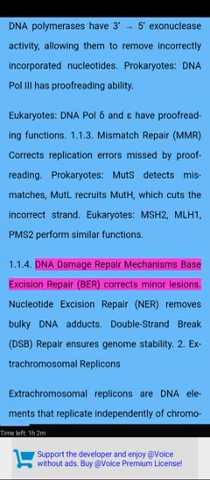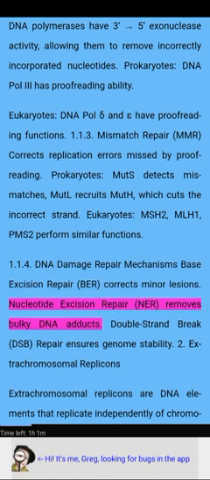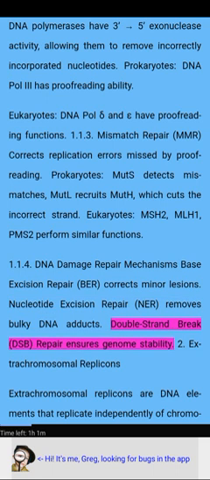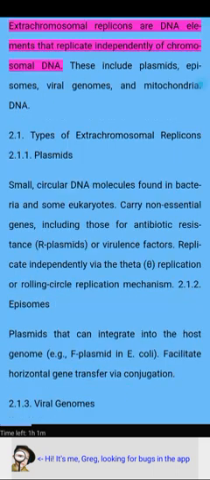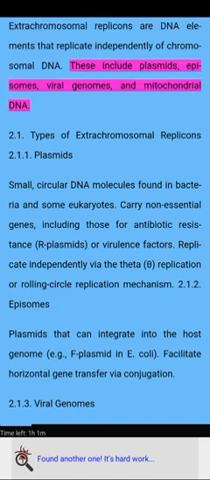Eukaryotes: MSH2, MLH1, PMS2 perform similar functions. 1.1.4. DNA damage repair mechanisms. Base excision repair, BER, corrects minor lesions. Nucleotide excision repair, NER, removes bulky DNA adducts. Double strand break, DSB, repair ensures genome stability. 2. Extrachromosomal replicons. Extrachromosomal replicons are DNA elements that replicate independently of chromosomal DNA. These include plasmids, episomes, viral genomes, and mitochondrial DNA.